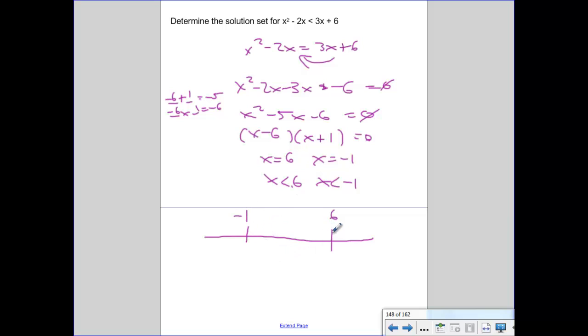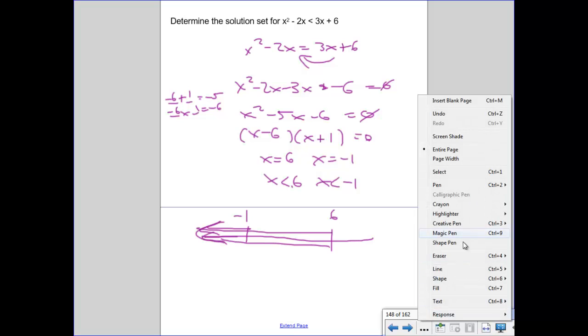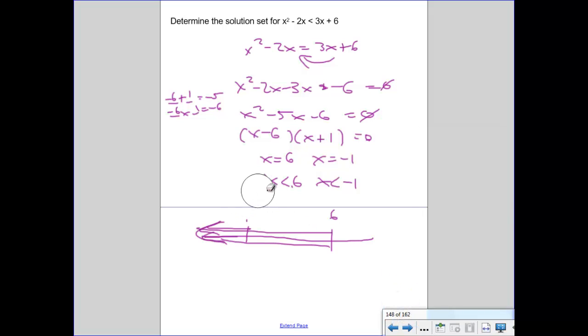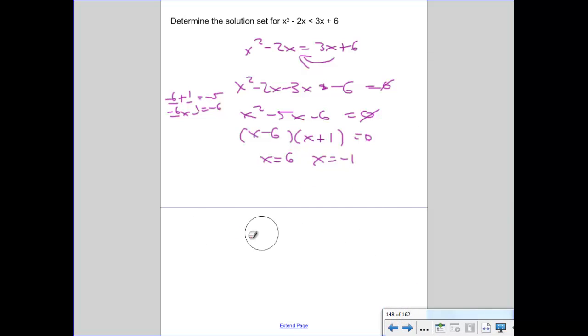If x is less than 6, that's everything this way and over. But if x is also less than -1, isn't that actually the exact same thing that -6 covers? I mean, if you're less than -6, by default, shouldn't you be less than -1 as well? It is actually in between. Let me show you how I'd like you to do this instead. So don't do what I just did there.